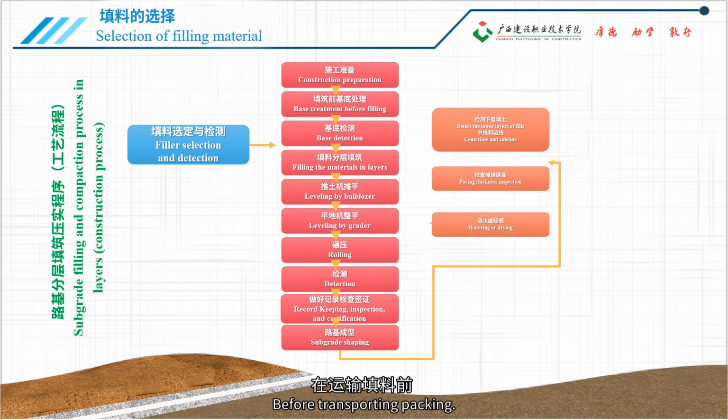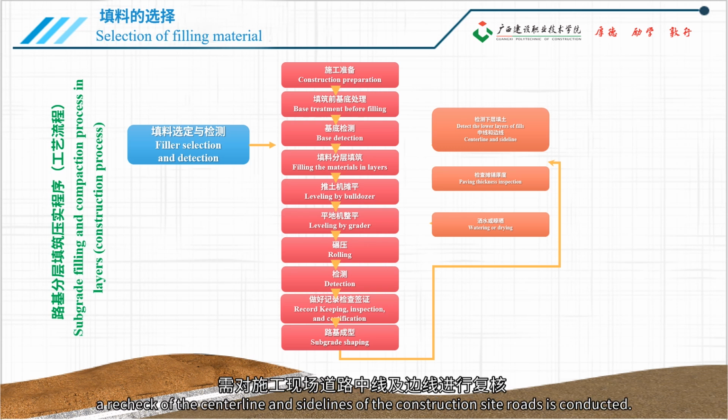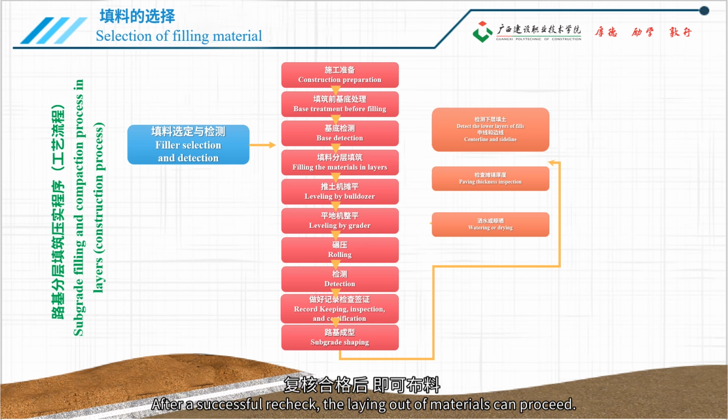Before transporting packing, the selection of filling materials should be made, and the filling materials need to undergo testing. Only after the testing is successful can the materials be transported to the construction site. Before transporting the fill materials to the site, a recheck of the centerline and sidelines of the construction site roads is conducted. After a successful recheck, the laying out of materials can proceed.